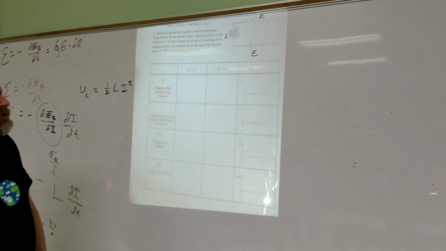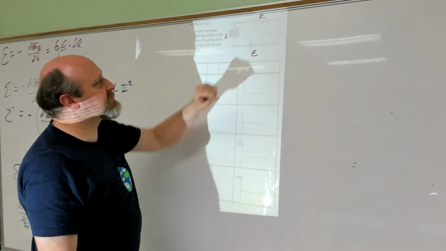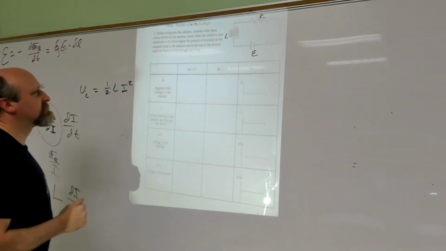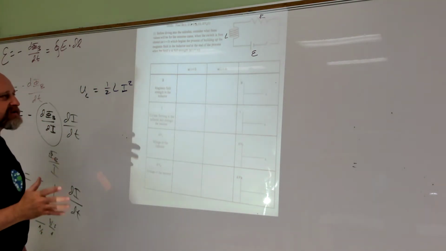That's really the main thing here, right? Because we talked about the fact that when I close this switch and turn this on, the current's not going to jump up to its maximum value immediately. So here we go. We're going to run through this derivation. It's going to be a good time.